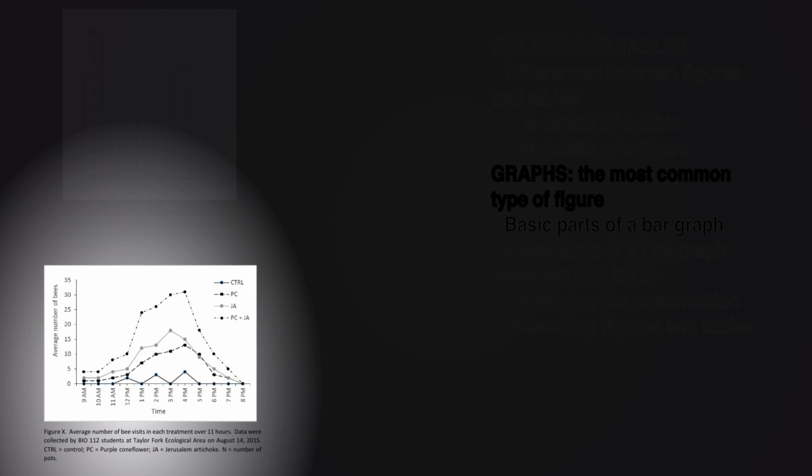Line graphs plot a series of related values that depict change in y, the dependent variable, as a function of x, the independent variable. In our example, we plotted the number of bee visits over time. Another example might be a growth curve for an individual population over time.